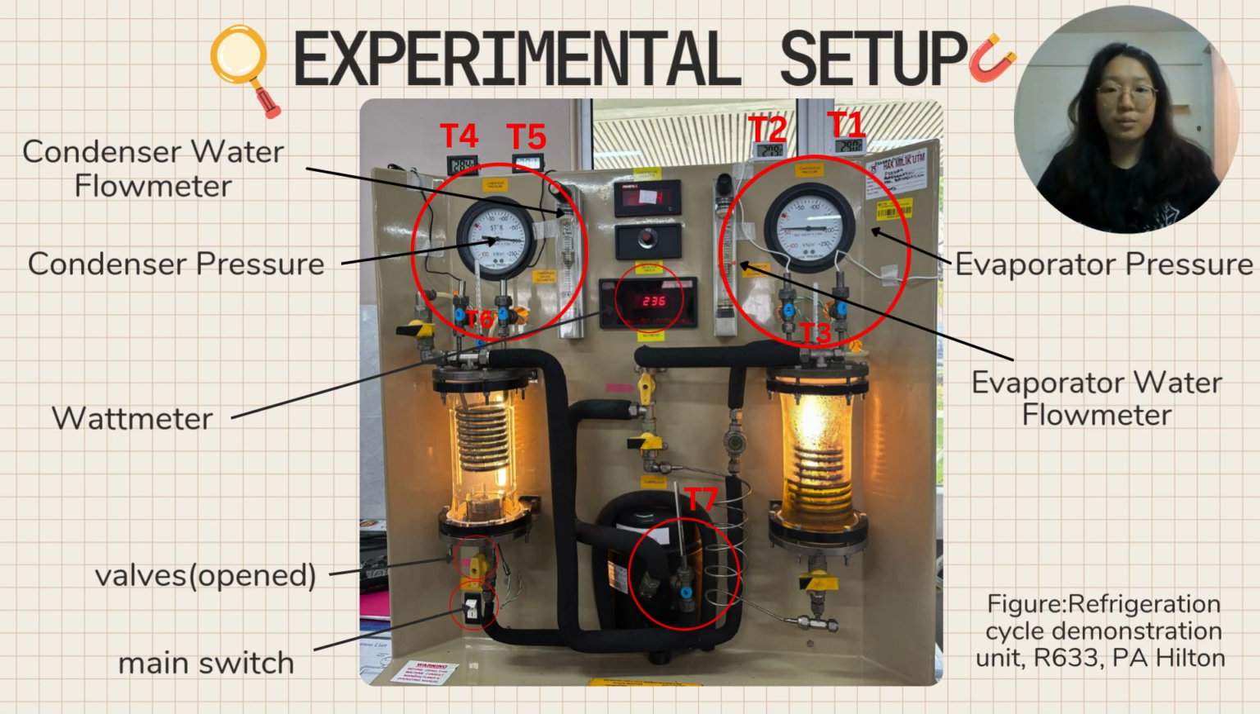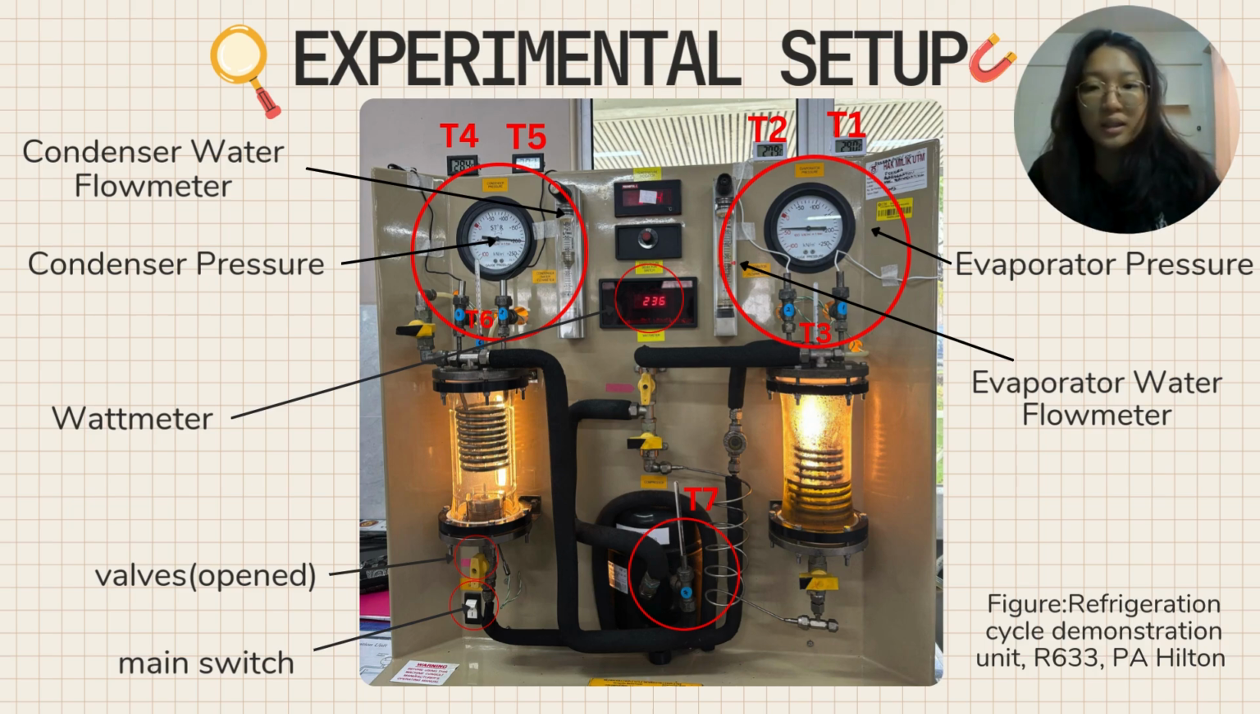So for the experimental setup, on the right side, we can see the evaporator pressure. We can measure the evaporator gauge pressures, and the tube is the evaporator water flow meter. From there we can measure T1, T2, and T3. At the left side, we have the condenser water flow meter, which is the tube, and the condenser pressure. We can measure the condenser gauge pressures.